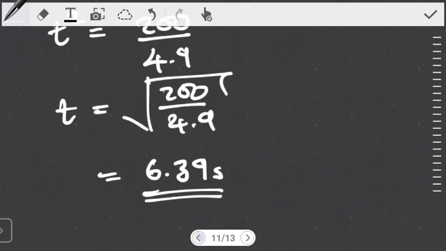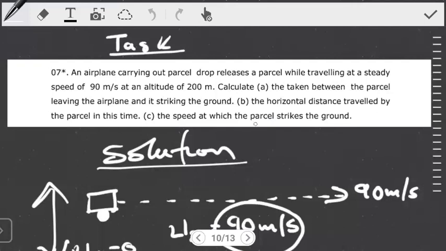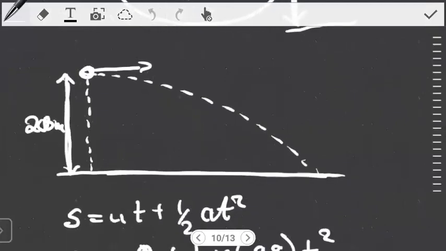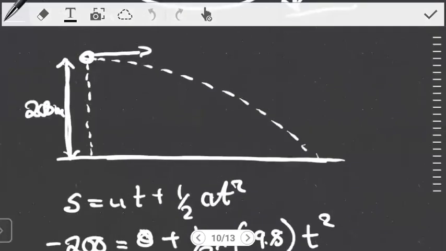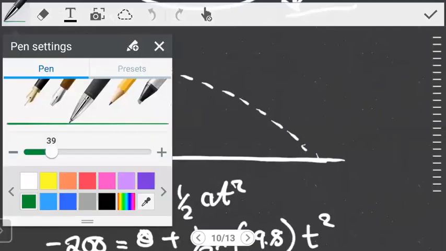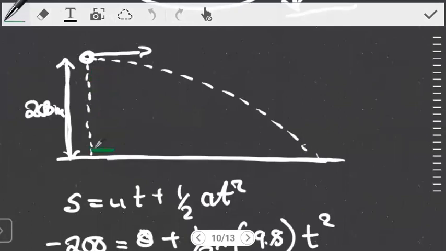What were we supposed to look for in the second part? So what are they saying? In the second part, they're saying the horizontal distance traveled by the parcel in this time. The parcel moves in that manner. That's the trajectory of the parcel. But the horizontal distance is, if we just take it that the parcel is moving from point A in the horizontal axis to point B, what is the distance it will move in the horizontal axis? The distance from point A to point B. So this is what we're looking for.